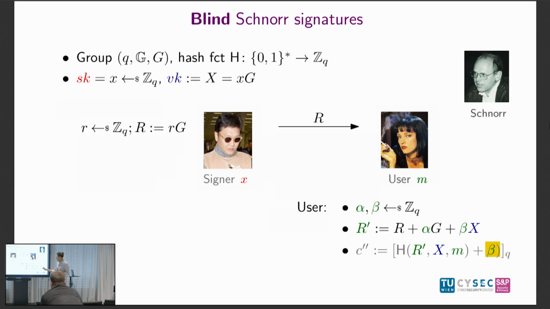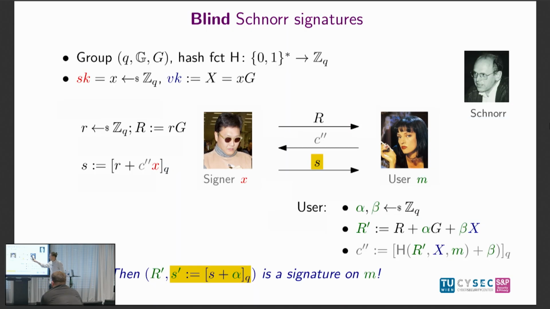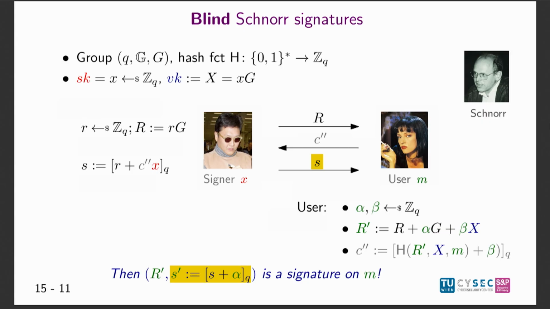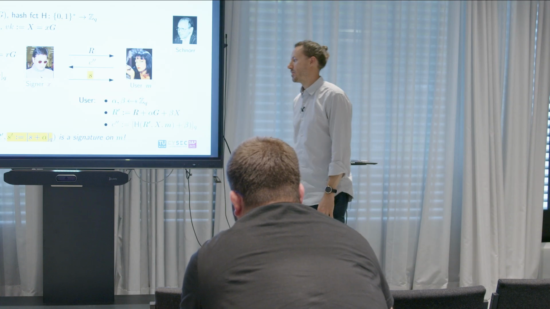So it again blinds this C value by beta, sends that over to the signer, and then the signer just does what it did in the original scheme. So it uses the original value R and this blinded value C prime, sends S back to the user, and then magically the user, using the value alpha, can take this value S and produce S prime. That's exactly the second signature element that you need. If you plug in everything, you see that it works out.